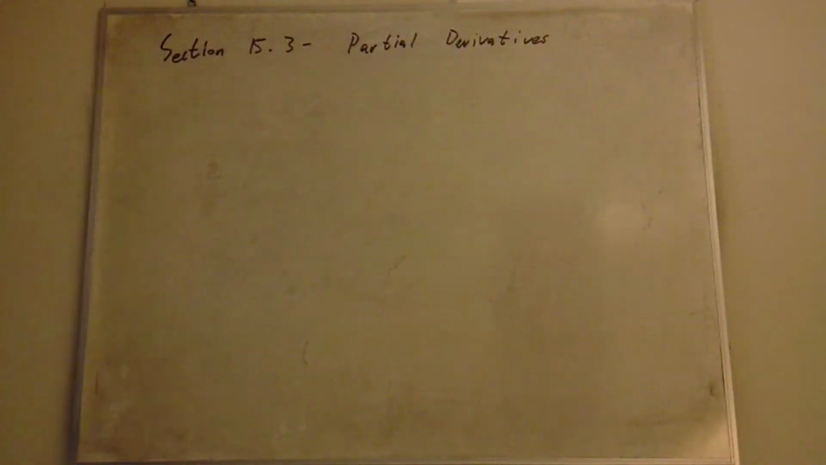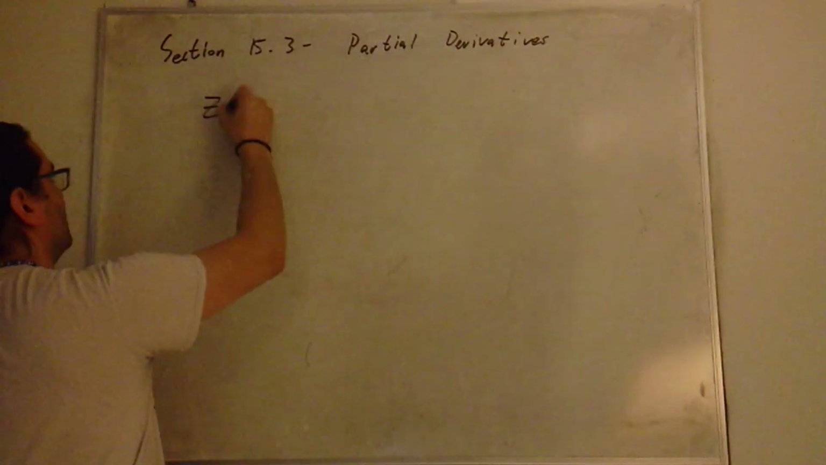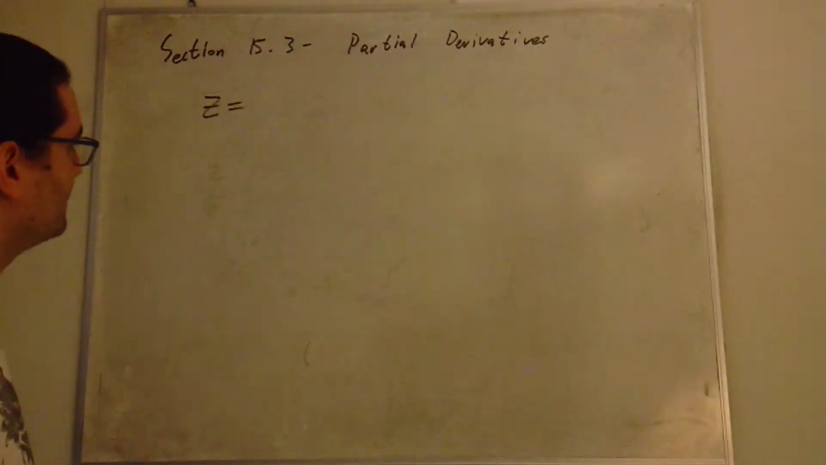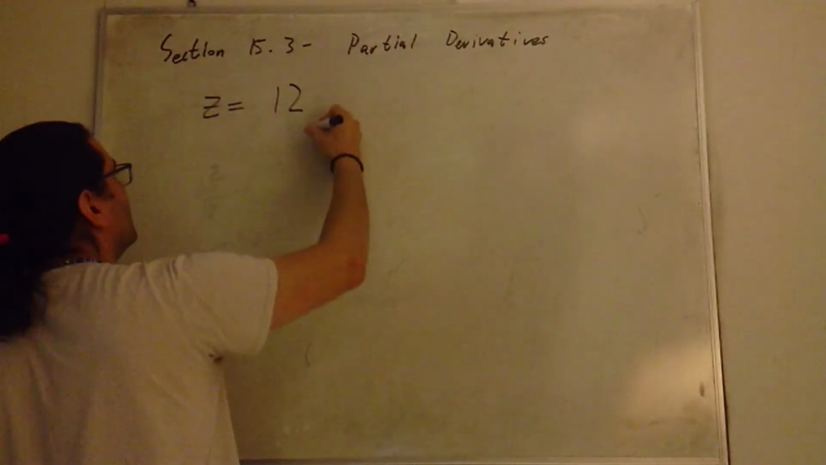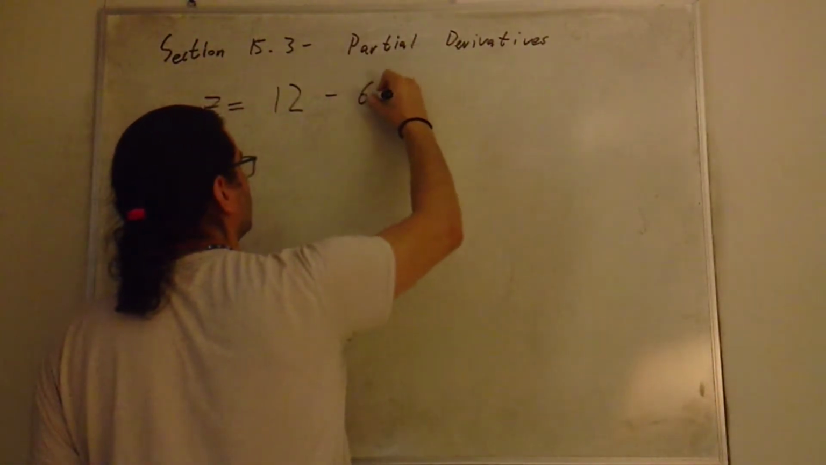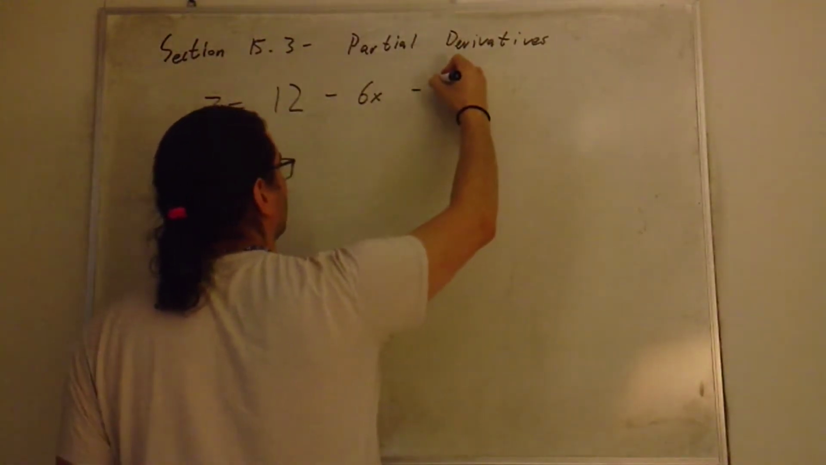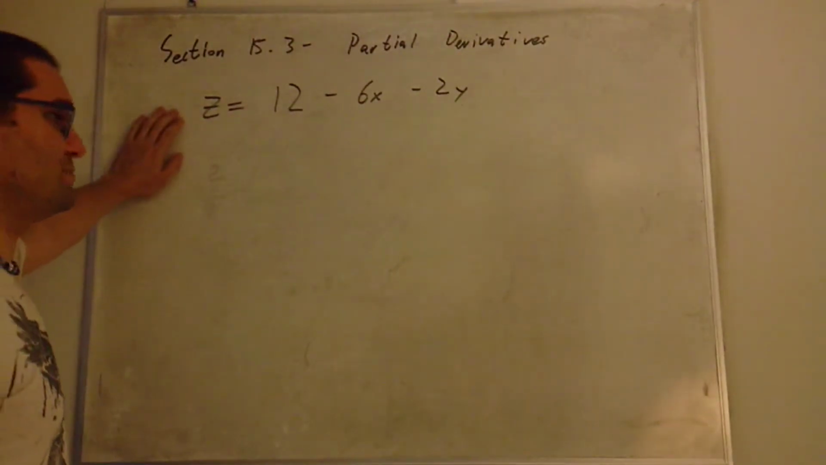Let's see if we can pick an example where we try to establish some graphical interpretations of this as well. Let's say z equals 12 minus 6x minus 2y. We've seen something like this before.